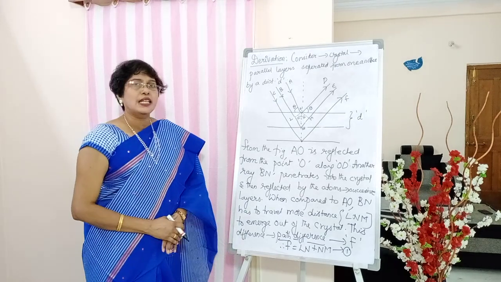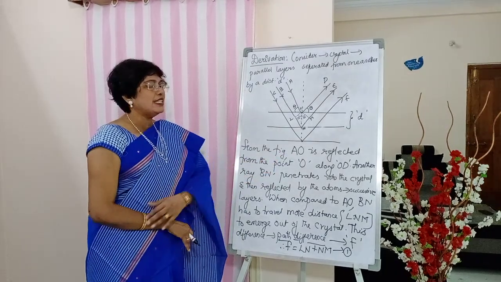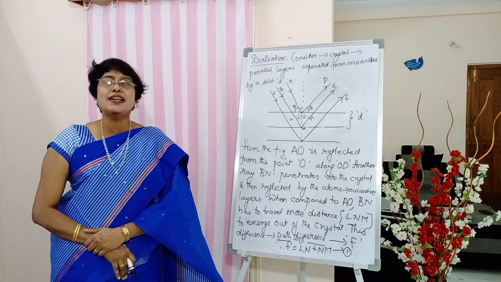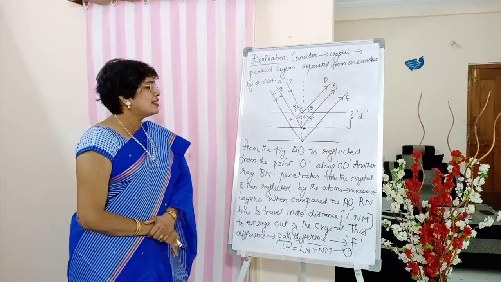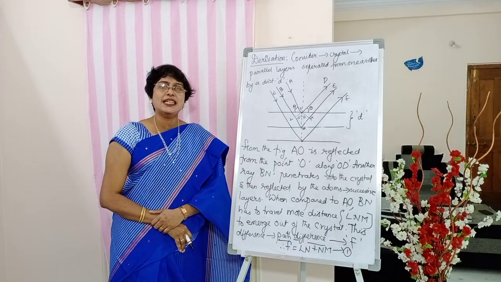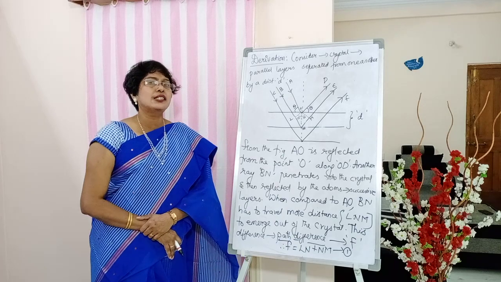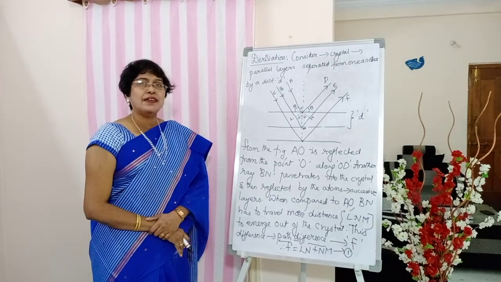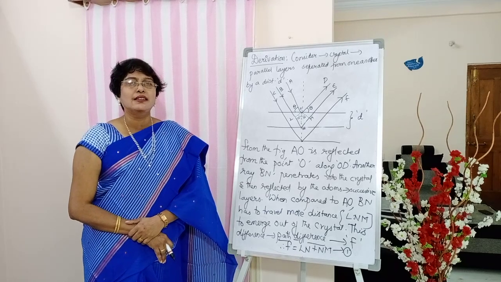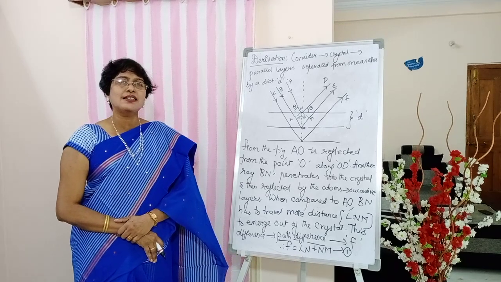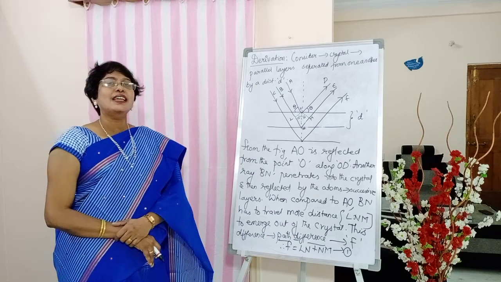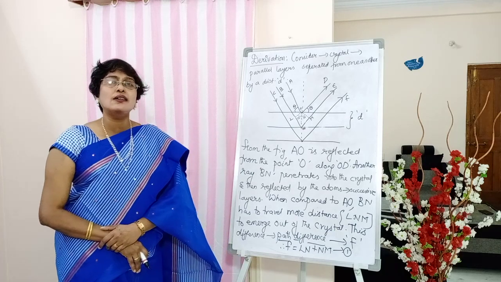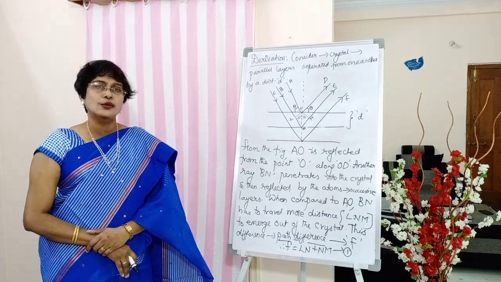Now going into the derivation. Where is AO, students? Can you see AO in the diagram? The name of the first ray. This AO is reflected back from the point O. Can you see point O? It is reflected back along OD. Did you find OD in the figure, students? So this is the first ray AO which is reflected back along OD from the point O.